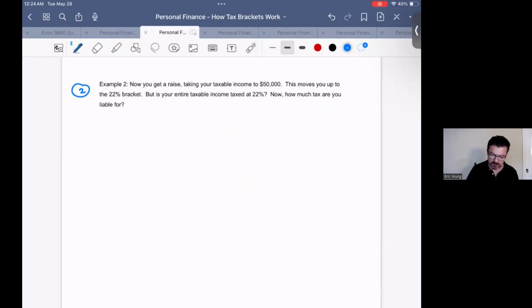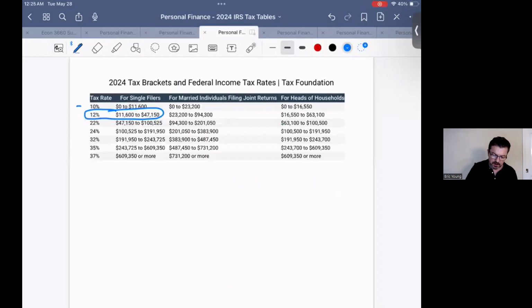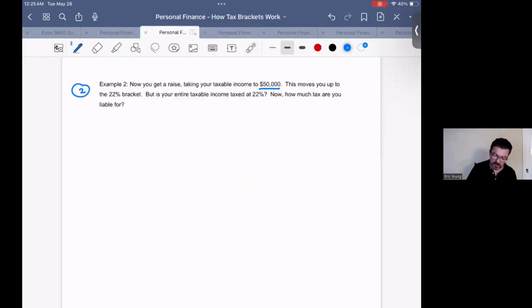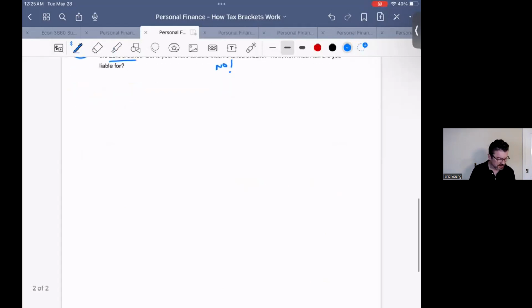Now you get a raise. Good job for you. So now your income is $50,000. You can see here that at an income of $50,000, this now puts you in this bracket, or 22%. So obviously 50,000 puts you in the 22% bracket. But again, does this mean that now you're paying 22% on all your money? Well, the answer is no. If that were the case, you would lose money, but it's not the way. Instead, it works out like this.